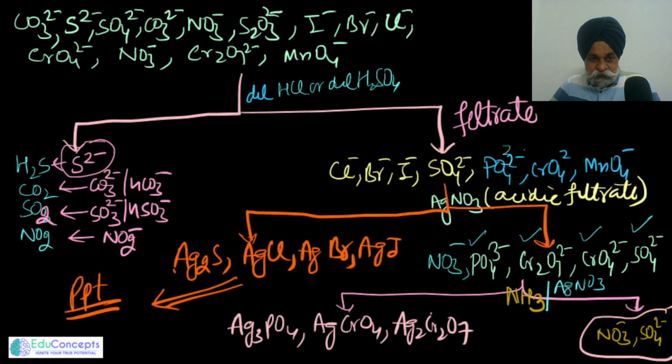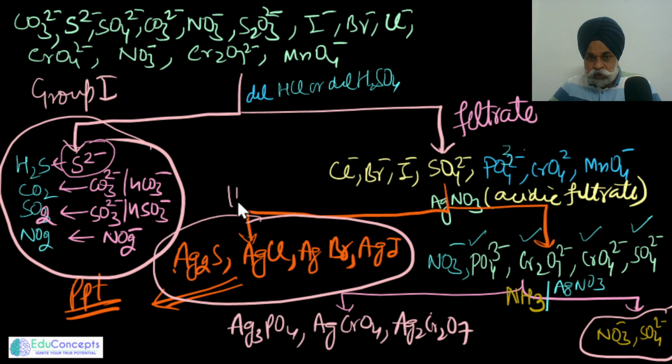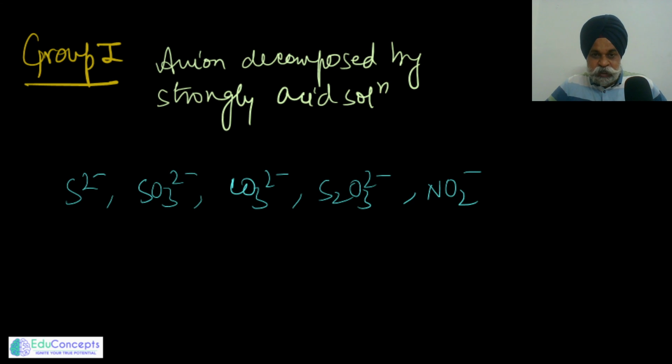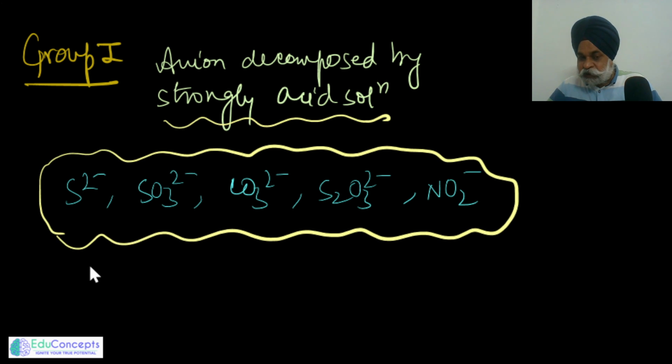So what we have basically done, this we can classify in group 1, this I can say is group 2, this group 3, and this group 4. I can simply mark it like this: group 1 are those anions decomposed by strongly acidic solution. These are the ones which get strongly decomposed in the acidic solution. Here you would also see bisulfite or bicarbonate along with it.